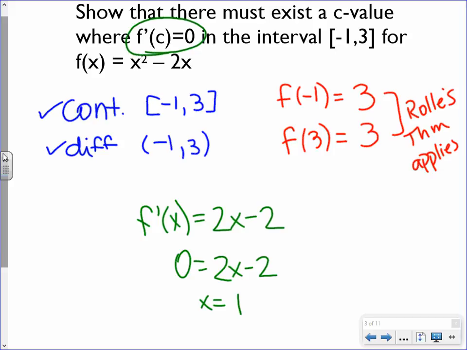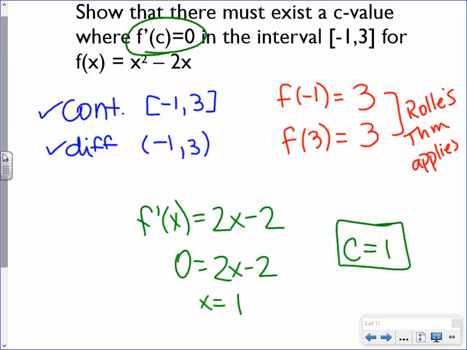We wanted to show that there would be a value between -1 and 3 where the derivative would be 0. That value is 1. We're continuous and differentiable. Our x values have the same function values. So in between there has to be a point where the derivative is 0.